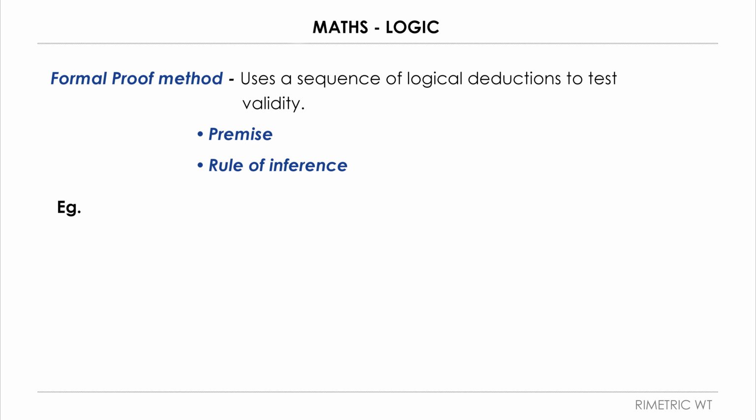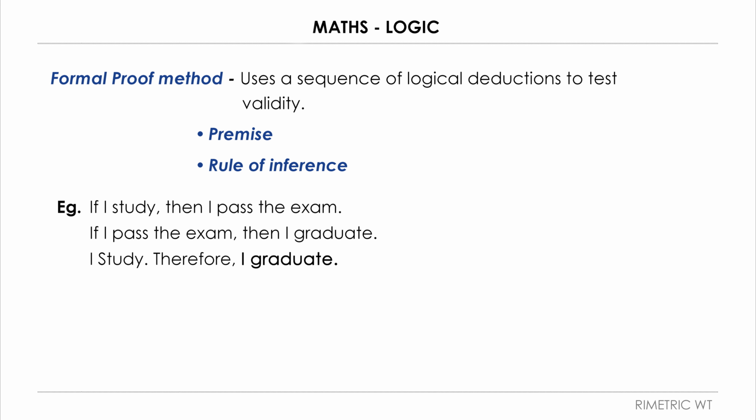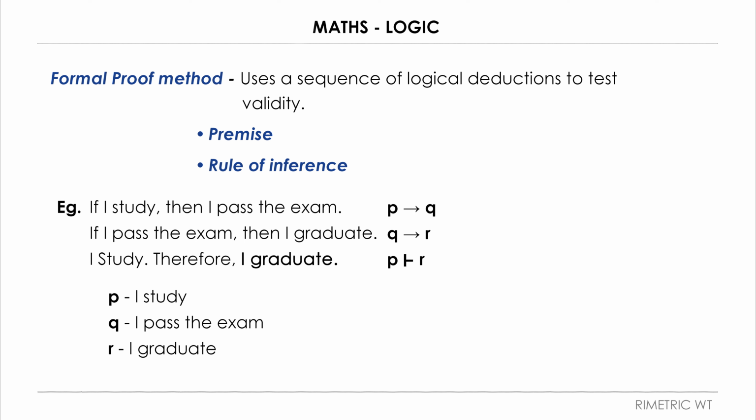Let's see another example. Here we have 3 premises, which are: if I study, then I pass the exam; if I pass the exam, then I graduate; I study. And the conclusion is I graduate. Here we have 3 propositions, where we assign P for I study, Q for I pass the exam, and R for I graduate. So the premises will be P implies Q, Q implies R, and P, and the conclusion will be R. Once we express them in logical expression, we can proceed to the formal proof method.